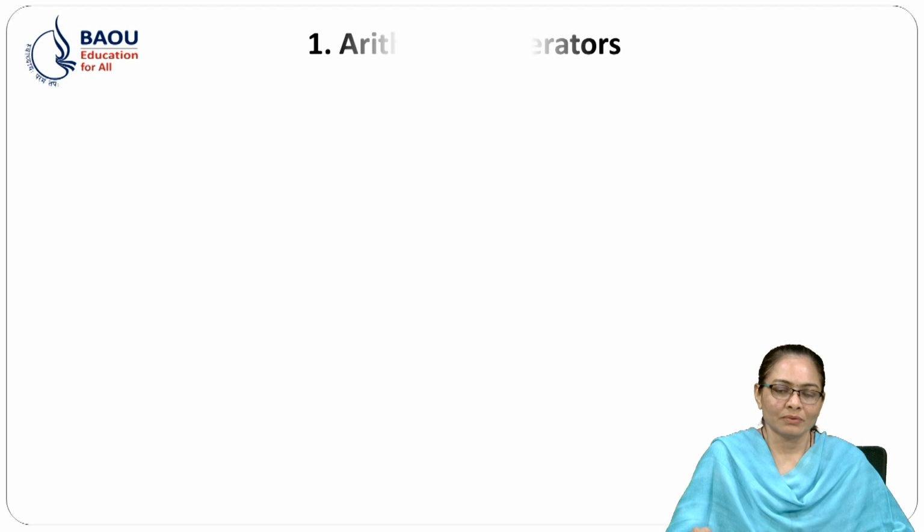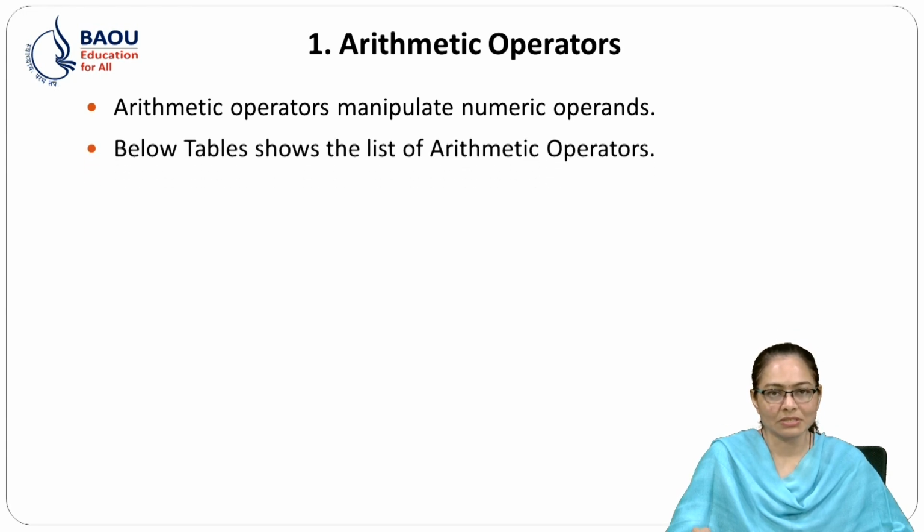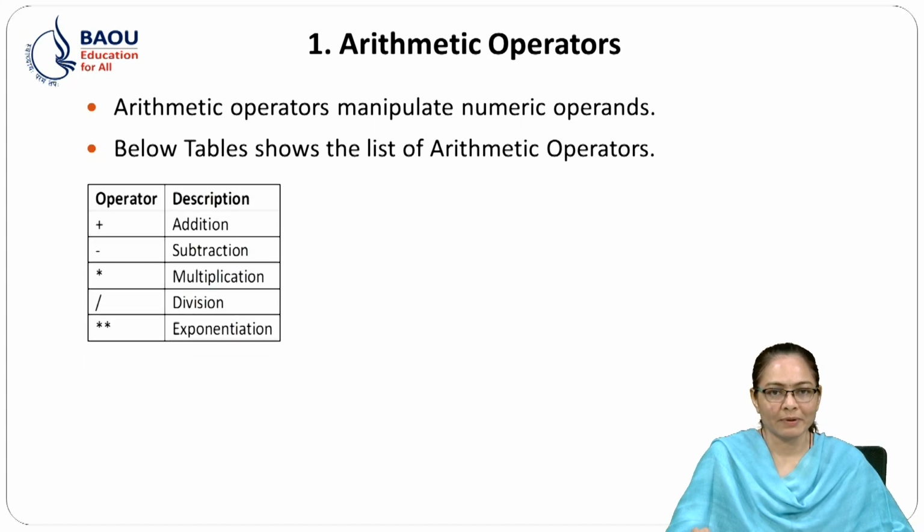Now we will start with the arithmetic operators. Arithmetic operators manipulate numeric operands. The below table shows the list of arithmetic operators: the plus operator is used for addition, the minus operator is used for subtraction, the multiplication operator is used for multiplication, divide is the division operator, and double star is the exponential operator.